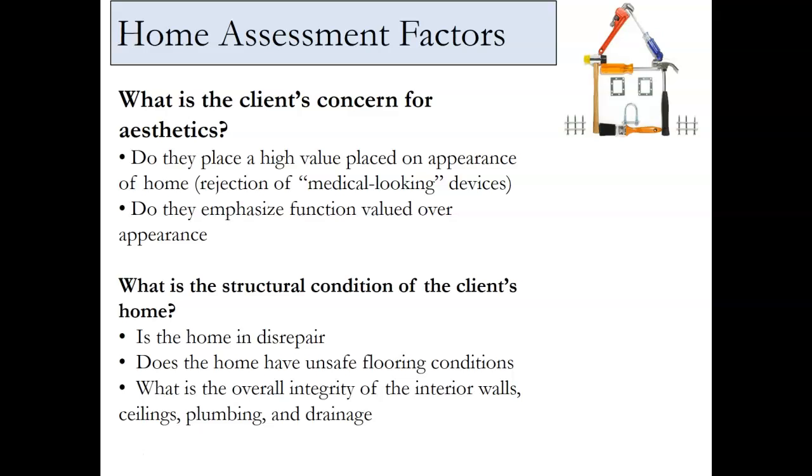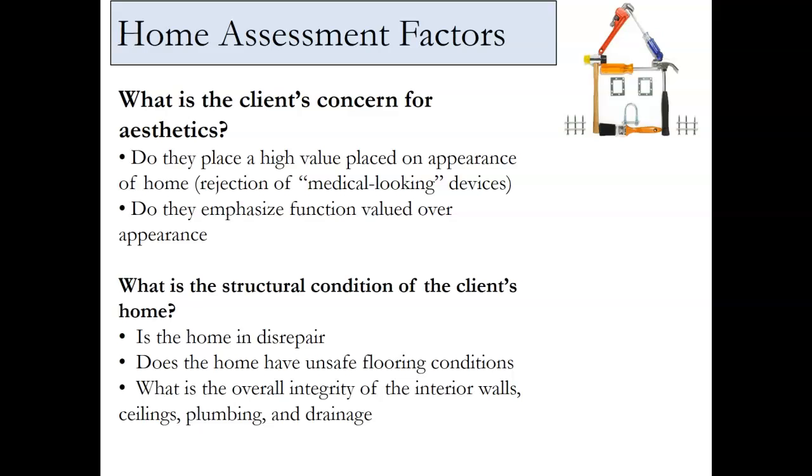Structural condition of the client's home. Is it in disrepair? What's the floors like? The structure like? The overall integrity of the interior walls, ceilings, plumbing, drainage. Trailers. You go into a lot of trailers, the walls. You're thinking, oh, I'll put a grab bar right there, but there's no stud. It's just sheetrock or kind of flimsy stuff.